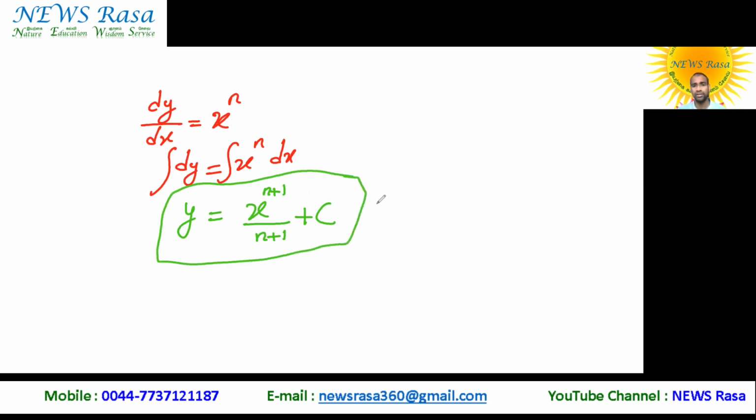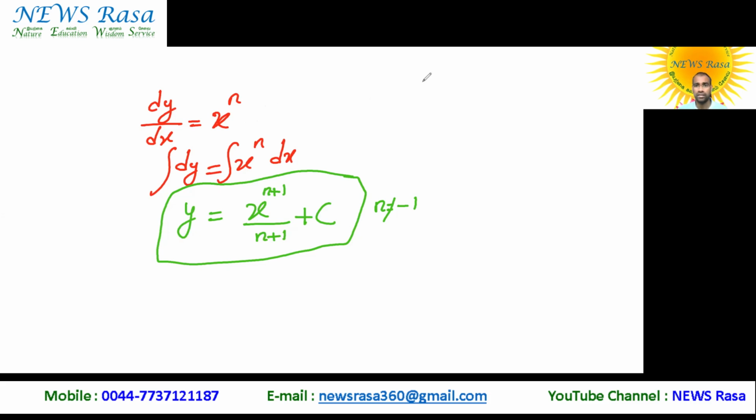Now, one other thing: we have to define that n is not equal to -1. Why? Because if you put n as -1 here, the denominator becomes 0, and dividing by 0 gives infinity, so we want to avoid that. So this is the integral of dy by dx, which is equal to x to the power of n. You can apply this formula to do all the integrations later.